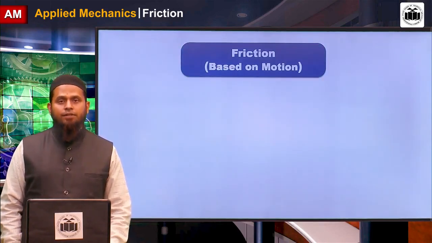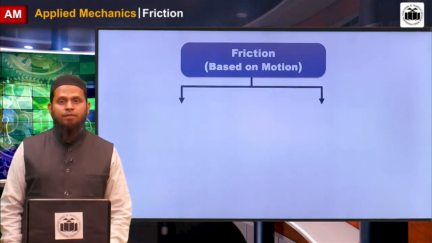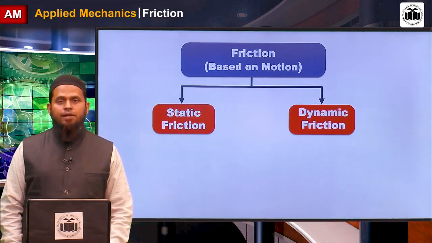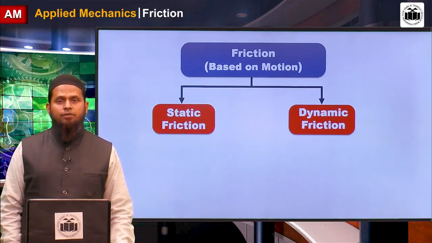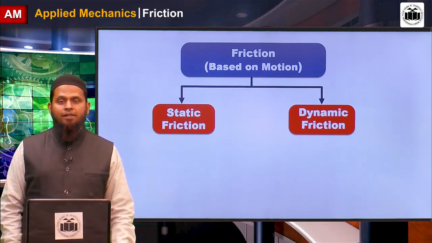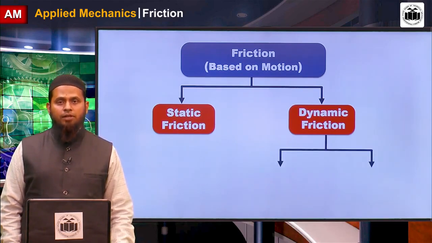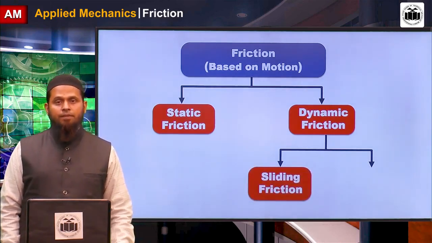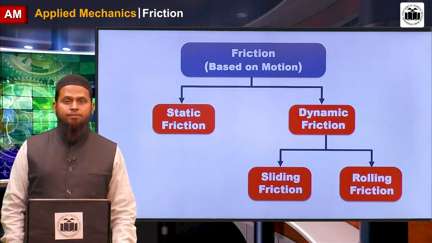Now we can classify friction based on the motion. There are two main classifications. Firstly, static friction and secondly, dynamic friction. In static friction, the body is on the verge of motion. It is in rest condition, so it is called static friction. In dynamic friction, the body is in motion, so it is called dynamic friction or kinetic friction. Dynamic or kinetic friction is further subdivided into two parts: one is sliding friction and the other is rolling friction.